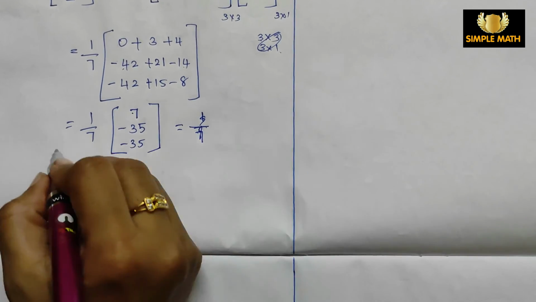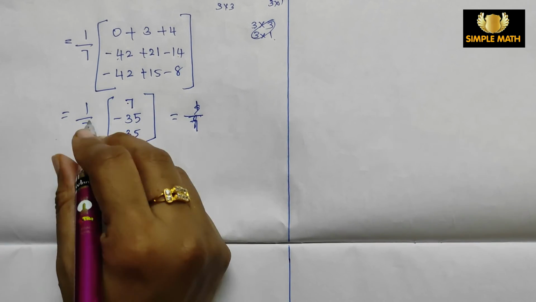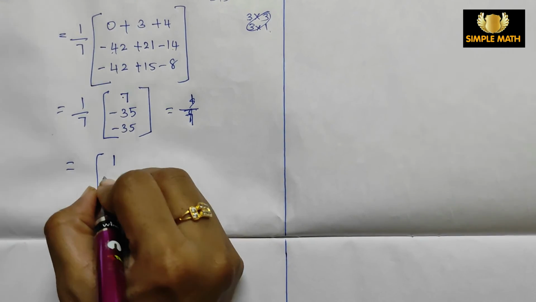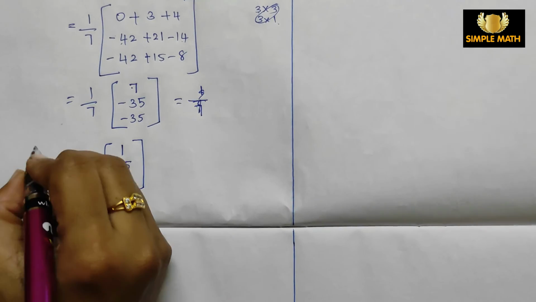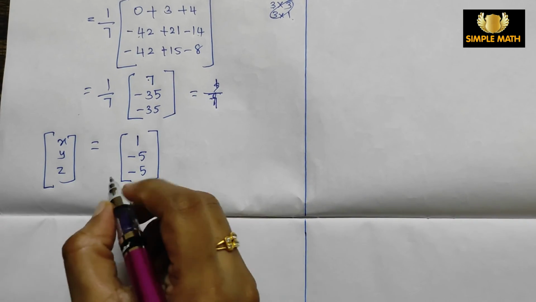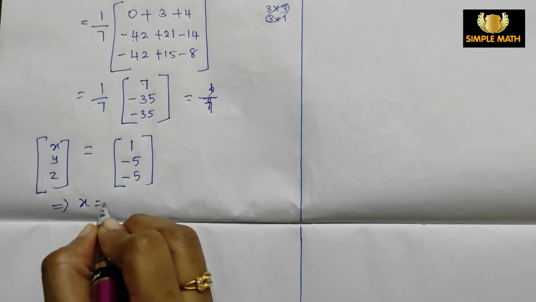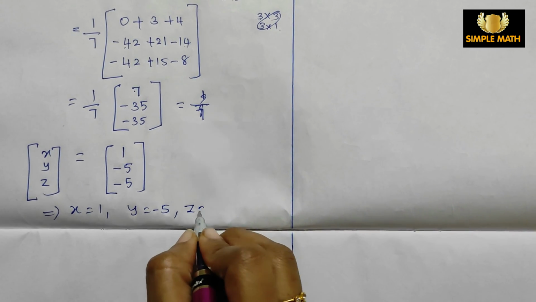1 by 7 into 7 is 1. And the next value is 1 by 7 into minus 35 is minus 5, 1 by 7 into minus 35 is minus 5. So, I got the value for x, y and z, which implies x is equal to 1 and y is equal to minus 5 and z equal to minus 5.